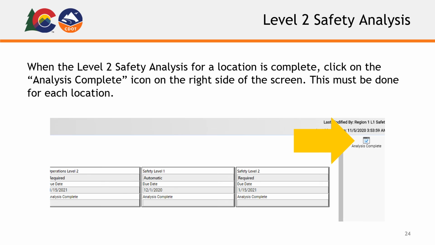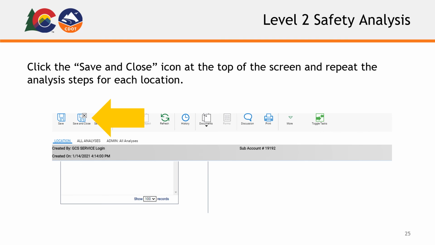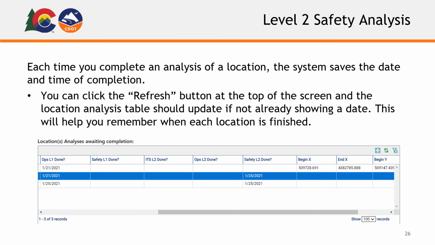When the Level 2 safety analysis for a location is complete, click on the Analysis Complete icon on the right side of the screen. This must be done for each location. Click the Save and Close icon at the top of the screen and repeat the analysis steps for each location.